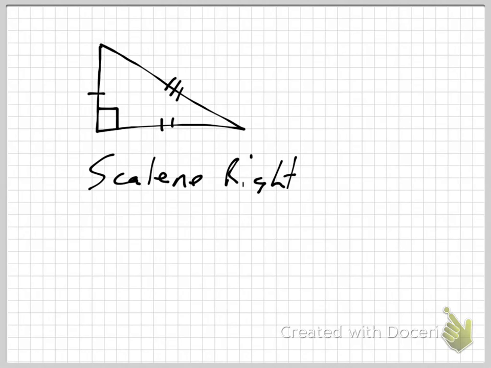Okay. What about this? That's an isosceles. Acute. All those angles are less than 90. These are less than 90 barely. This one's way less than 90. That's an acute isosceles triangle.